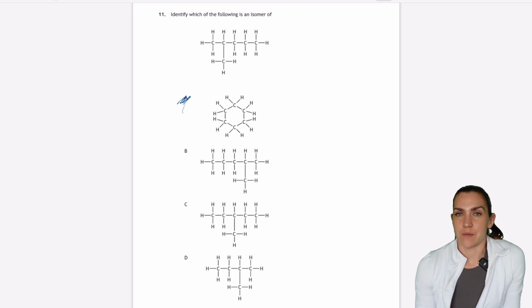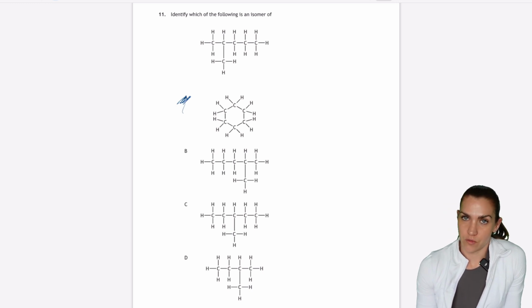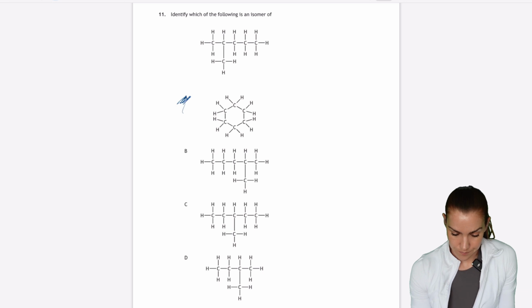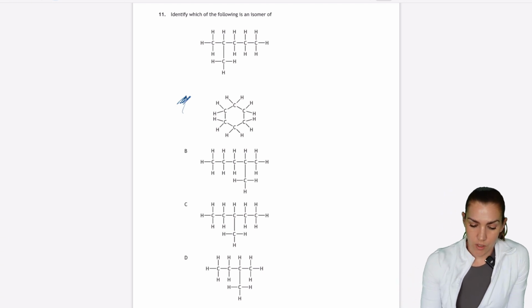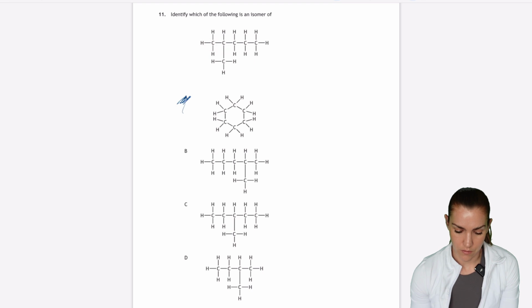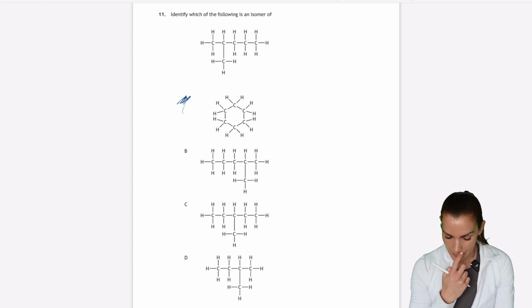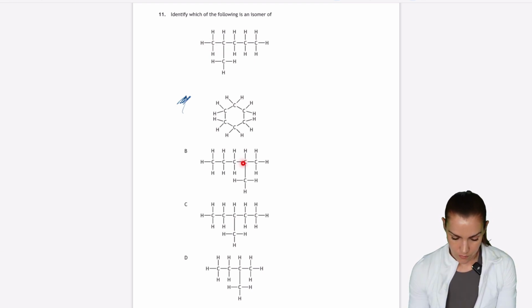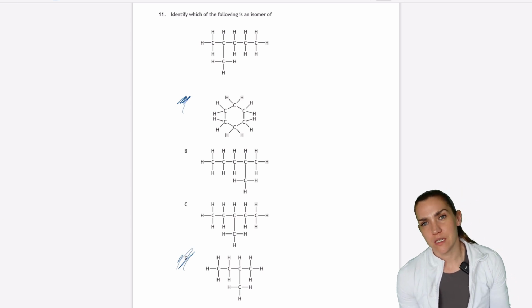So they're never going to have the same number of hydrogens if they have the same number of carbons, which means they're never going to have the same molecular formula with having a different structure. So we're looking for something that has, if we count the carbons here, 1, 2, 3, 4, 5, 6 carbons. So if we look here, 6, 6, and 1, 2, 3, 4, 5. So it can't be D, it's not got enough. So now we're deciding between B and C.